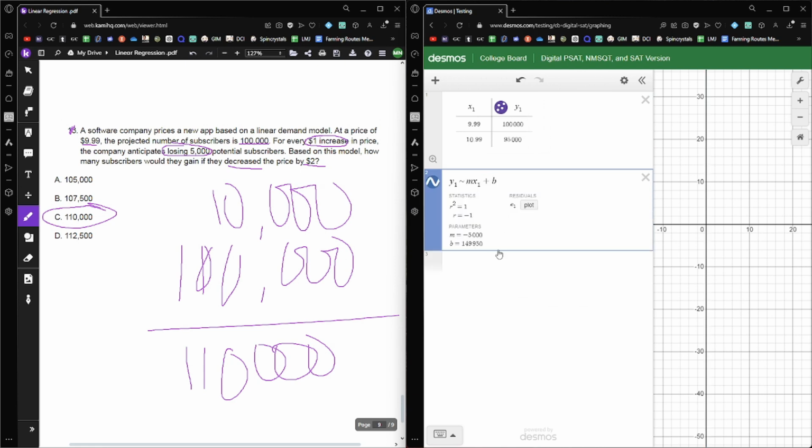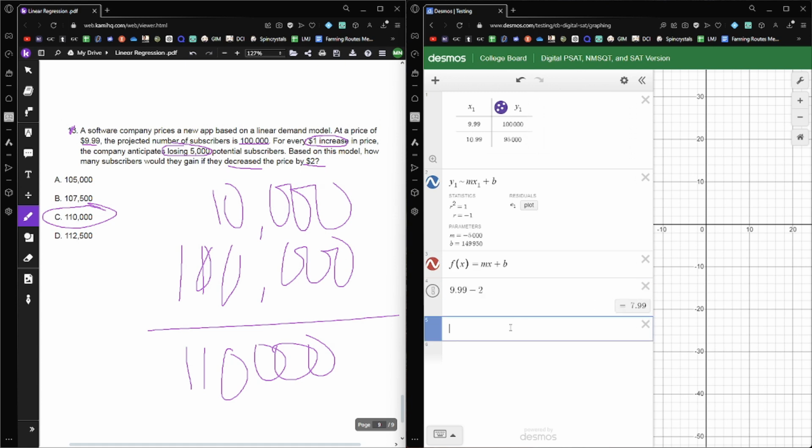y1 equals mx1 plus b. f of x is equal to mx plus b. And they're asking how many subscribers they would gain if they decrease the price by $2. So we're actually not going to do f of negative 2. We're going to just do $9.99 minus $2, which is $7.99. And then we'll do f of $7.99, which is 110,000, the exact same thing. But I think you could tell that that took way longer than just doing it like this. I mean, you didn't even need to write it out as I did. Everyone can do 2 times 5,000 in their head and add 10,000 to 100,000.